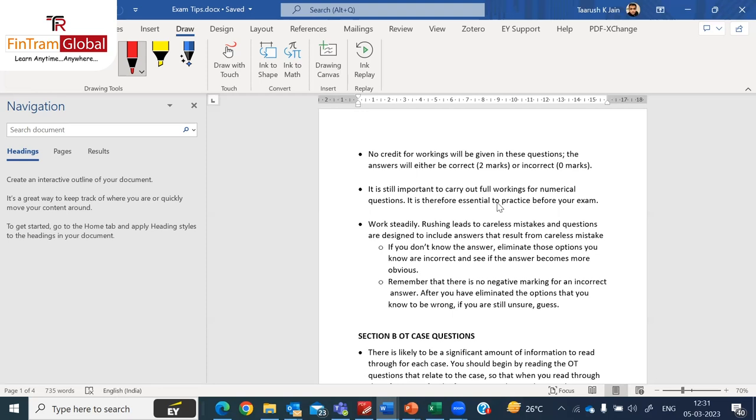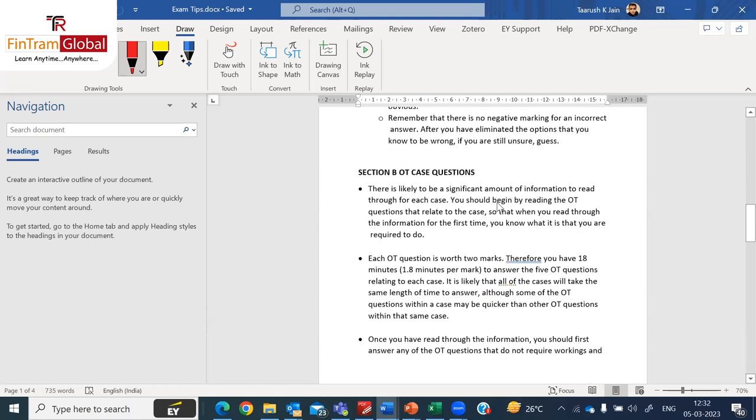Make sure that if you take 30 seconds more or 40 seconds more or even a minute or two more, it's okay. There would be some questions where it will take you 5 seconds, and there will be some questions where you will take 2-2.5 minutes. So it's okay if you spend some time on workings, but do the workings with a calm mind so that you get the marks.